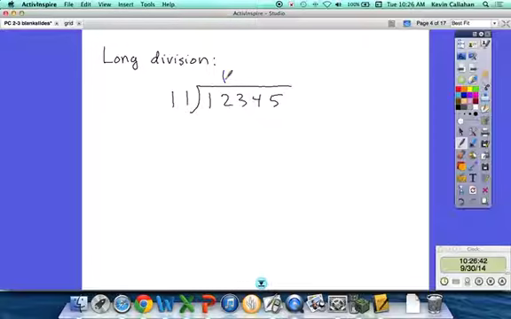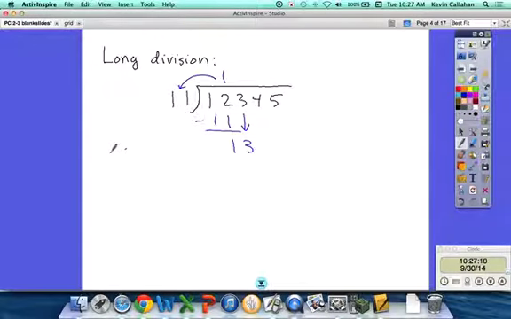And then what do you do with the 1? You multiply that 1 times 11, which means times both 1s, so 1 times 11 is 11. What do you do at that point? You draw yourself a line and you subtract. So I subtract and I get 1. What do I do next? I bring down the 3, so now I've got a 3.